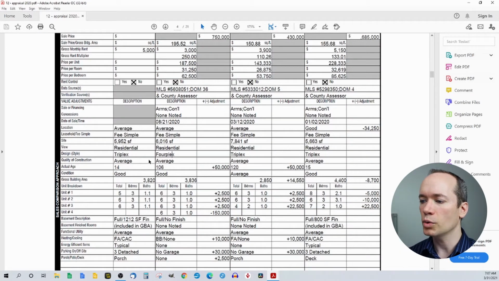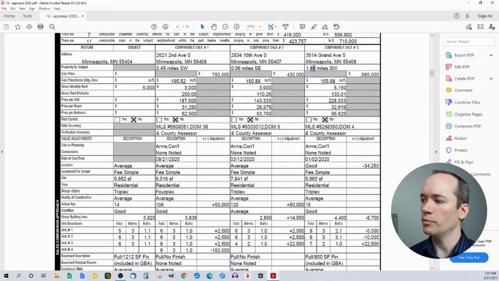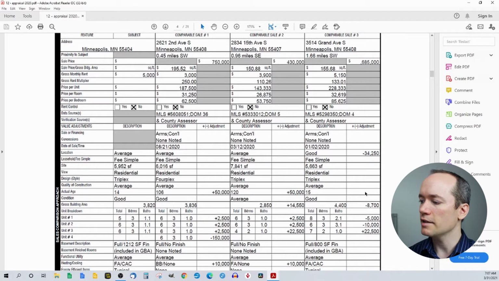Looking at the 2020 appraisal, now the property is 14 years old. And when looking at comp number 1, that's 106 years old, this appraiser makes an adjustment of $50,000 and also does the same thing for comp number 2, $50,000 up. Then he was able to include this property that was only 15 years old. So again, that's why he went 1.66 miles away in order to find this property. And he does not make any adjustment in the age for this comp.